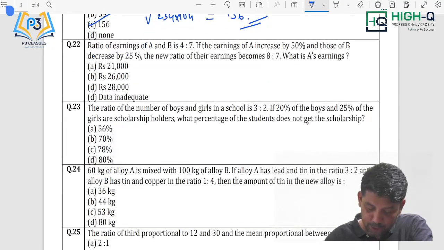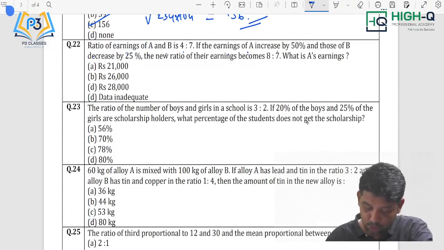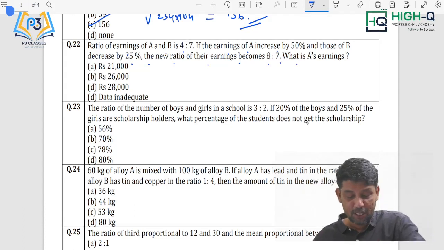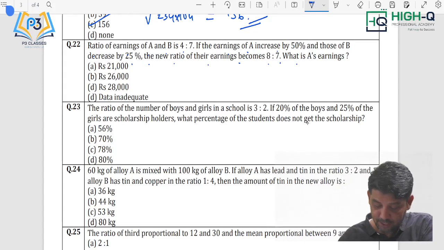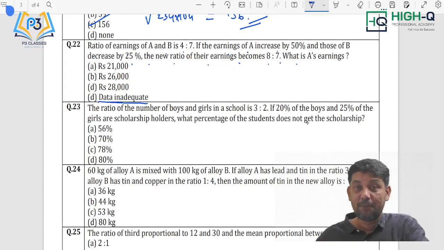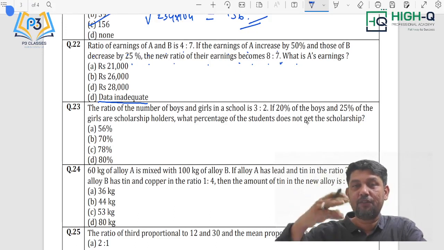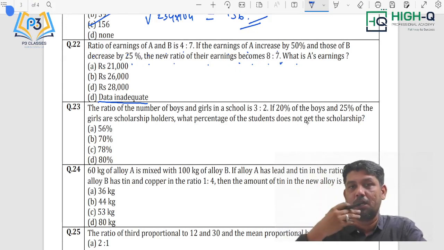Next, the ratio of earnings of A and B is 4:7. If the earning of A increases by 50% and that of B decreases by 25%, the new ratio of their earnings becomes 8:7. What is A's earning? Please, my dear, use the trial and error method. That is the best method. But listen here. In this particular question, there is an option called data inadequate. That means read the question again. Ratio of earnings A is to B is 4:7, increases and decreases are given, and earnings become 8:7. They are only talking about the increment of A's amount, that is their income, but expenditure and all are not given.